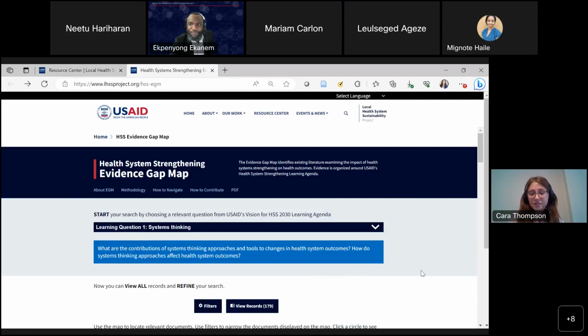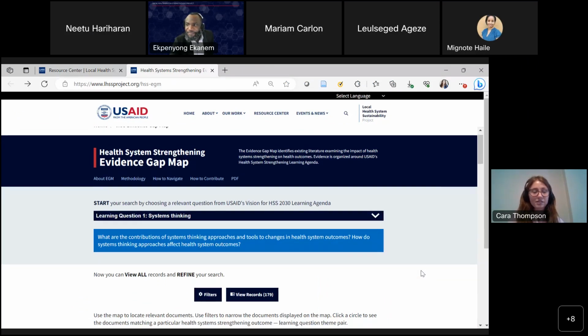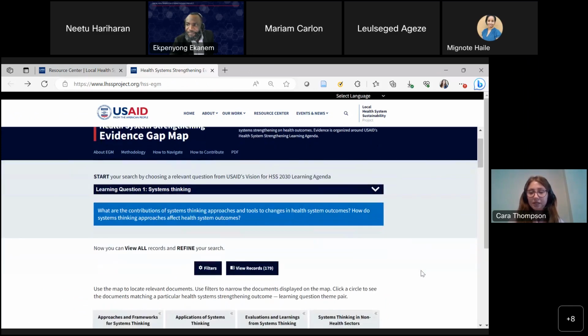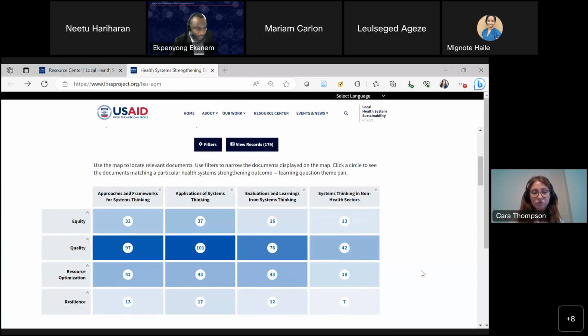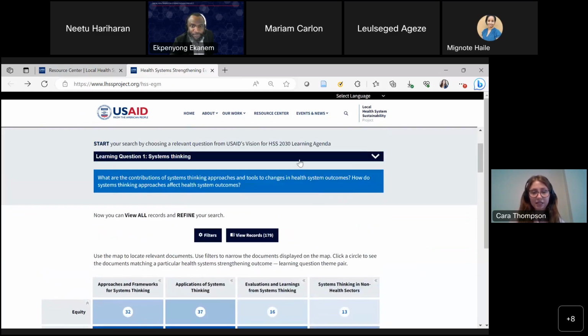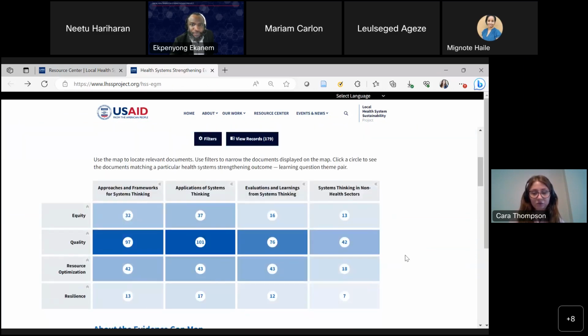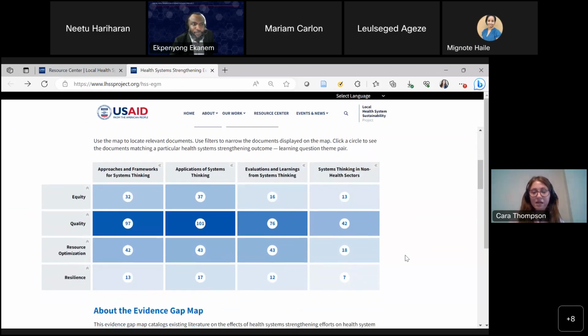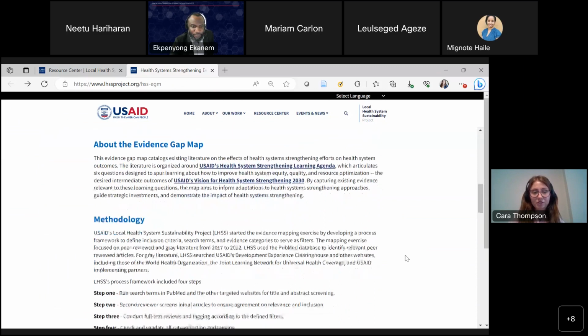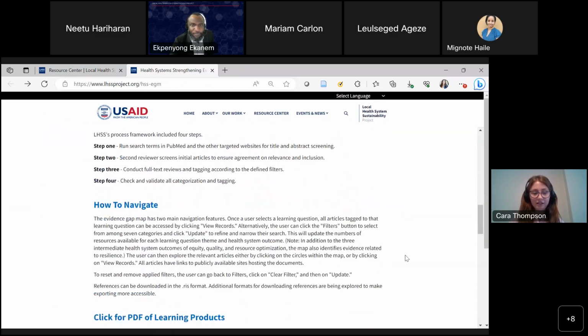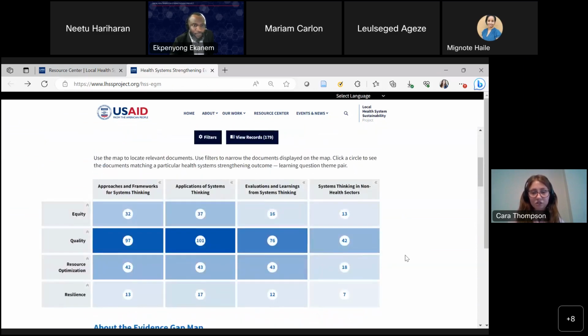So this is the page of our actual Evidence Gap Map toolkit. It's split into two pieces. This first half is the actual tool itself. You can see the selection of the learning questions and the actual table gap map. And if you scroll down just a bit, you'll see the second half that details more information about the gap map, the methodology, how to navigate, and more that I'll get into in just a bit.